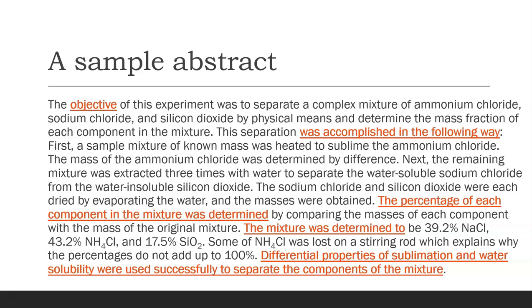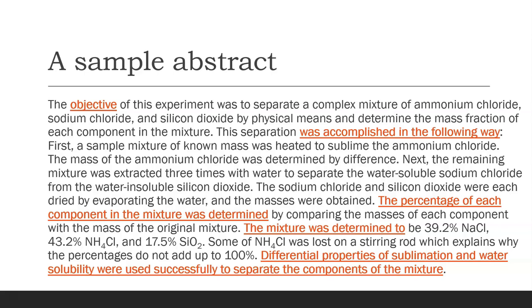So after you summarize what you did, the next thing is you would want to briefly describe how you do your calculations. So here we say the percentage of each component was determined by comparing the masses of each component to the mass of the original mixture. So there's a sentence that describes how you did the calculation. And then another sentence that summarizes the main result.